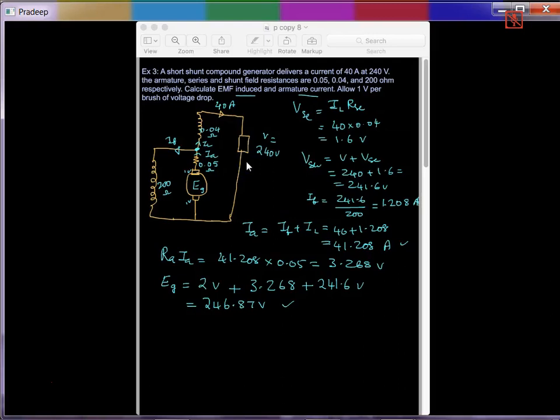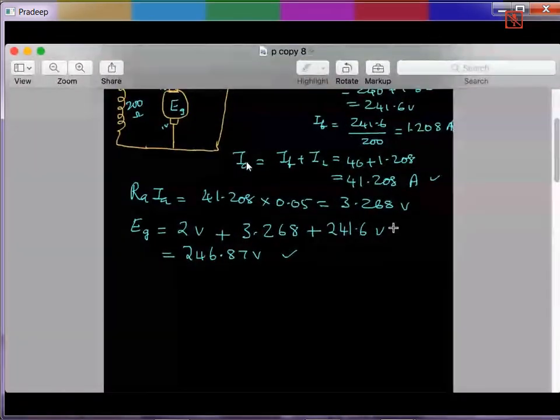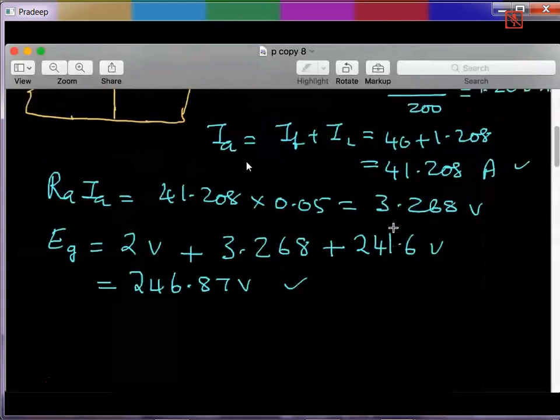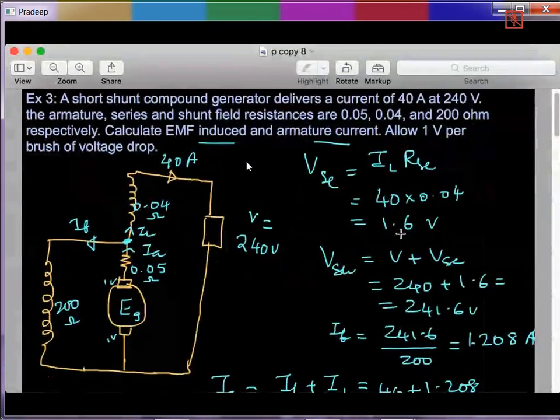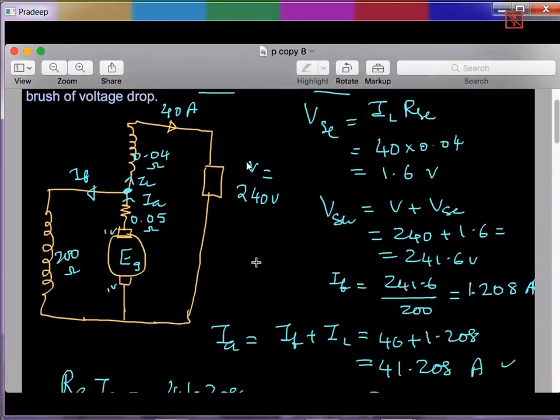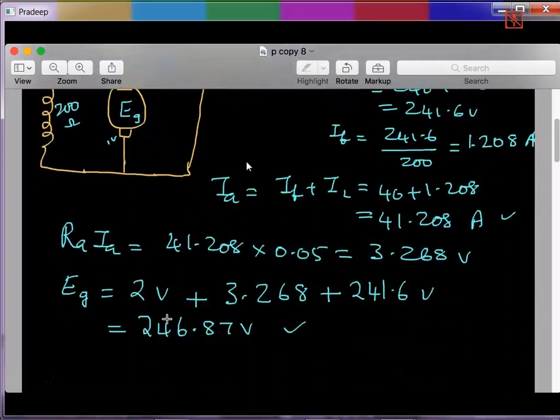So this is continuation of what we have seen previously. So we had solved one more example. This is example 3, and then we have again a short shunt compound generator. Here also the question is same. Calculate the EMF induced. So again 240 volts is the terminal voltage, whereas the EMF induced is 246.87 volts.